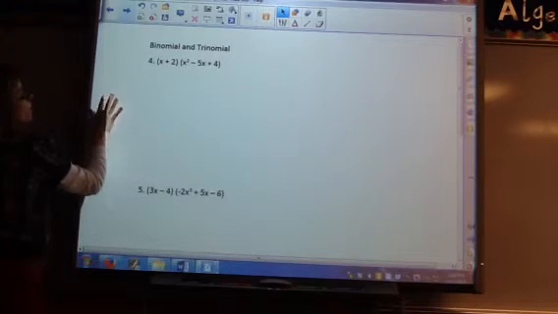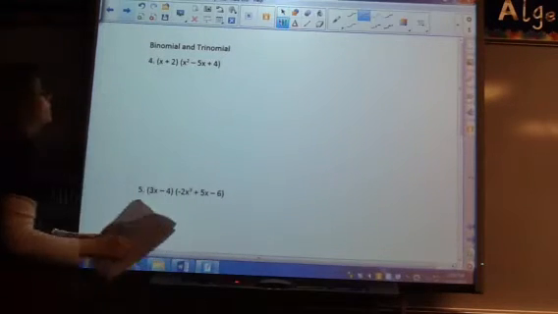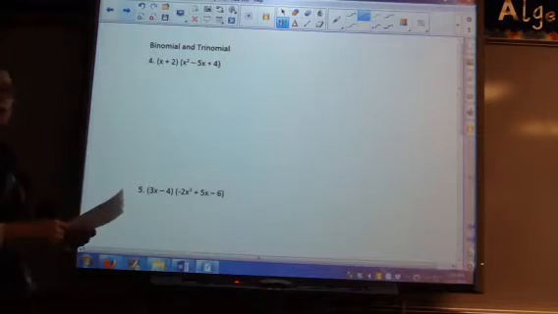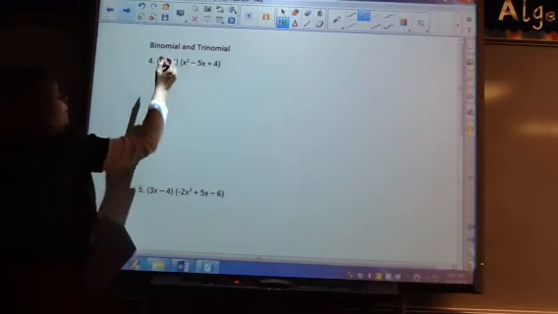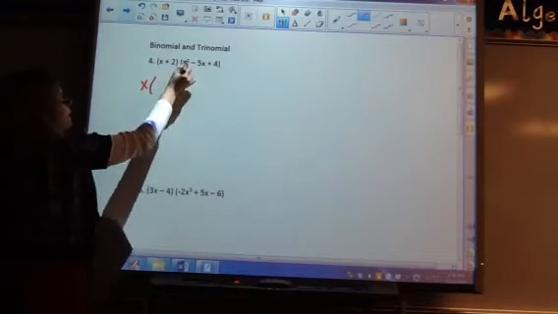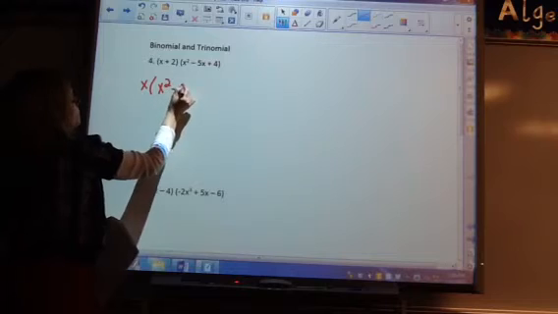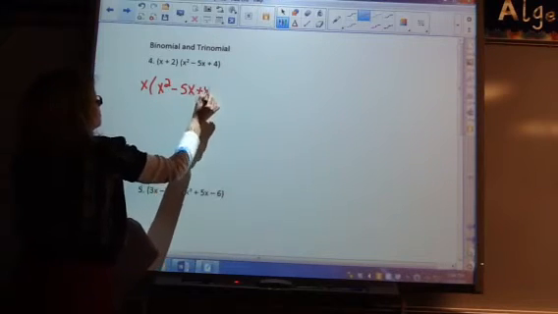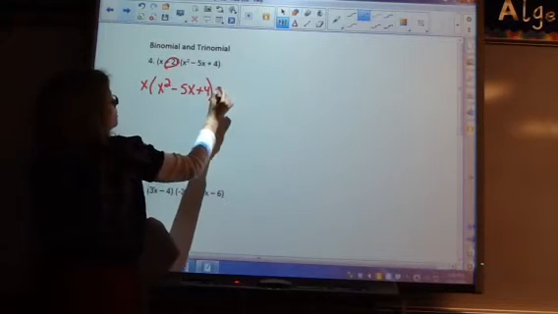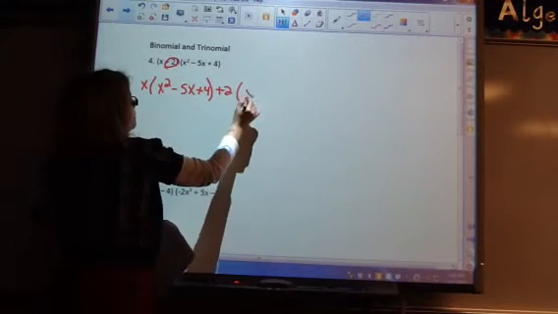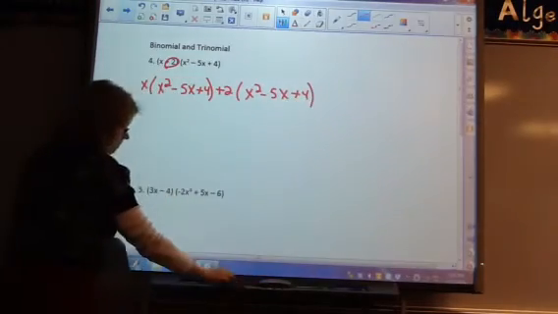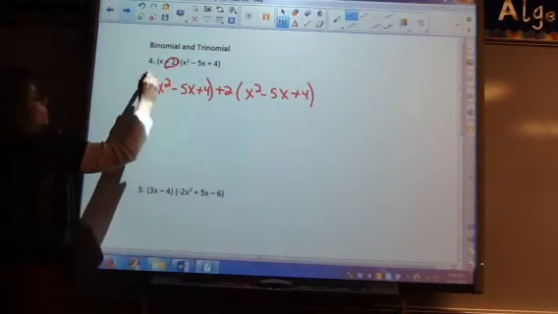Now what we're going to do is multiply a binomial and a trinomial. When you multiply a binomial and a trinomial, what you're doing is distributing, okay? So we're going to take x times this trinomial, and then we're going to take this positive 2 times the trinomial. So we're going to distribute.